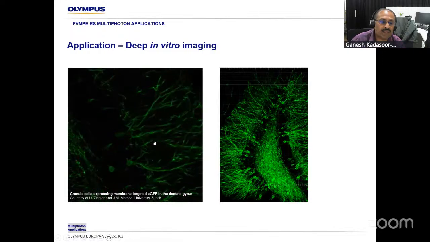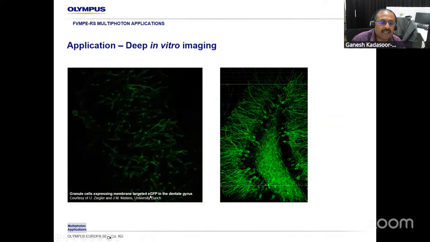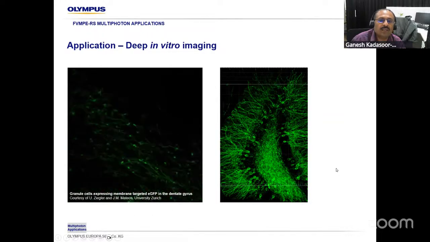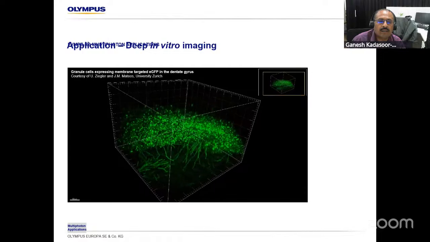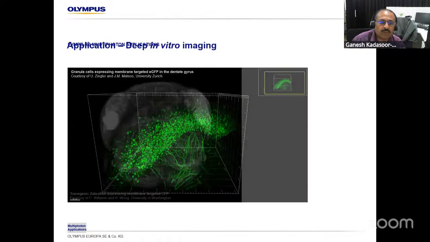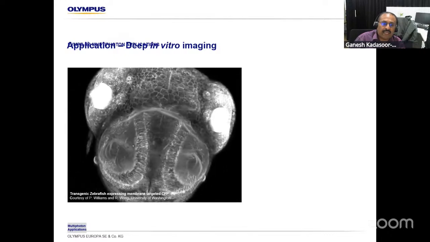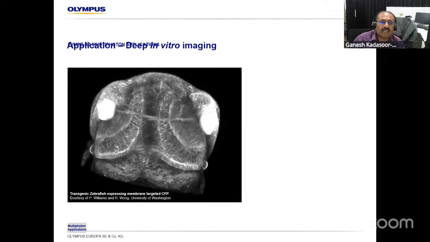So in this case, if you see here, this is the brain tissue, the granule cells expressing membrane targeted EGFP in the dentate gyrus. So as you go deeper into the tissue, you will be able to construct the entire image. This is the brain tissue. This is the zebrafish head. The complete zebrafish head is imaged, and now you can have access to see the 3D image.